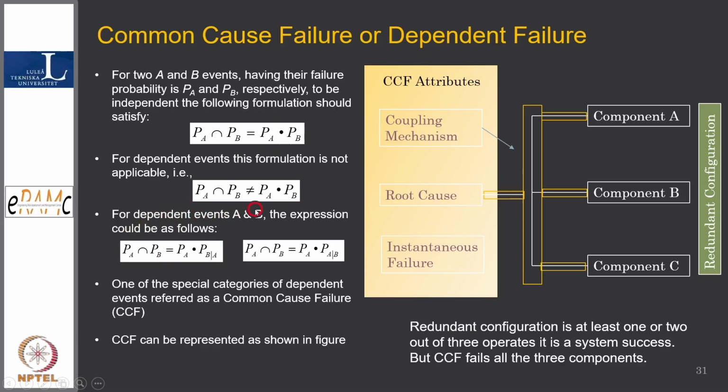For dependent events, the expression can be written as probability of A and B is equal to probability of A into probability of B given A. It is a conditional event, you know. So that is where this factor is coming in, and it can be written otherwise also: probability of A intersection B is equal to probability of B into probability of A given B.